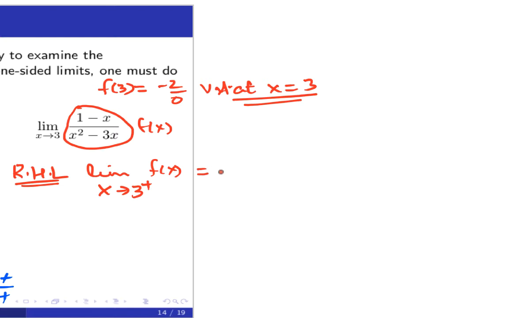Now we want to do the sign analysis. So I simply write my f. Now for 3 positive, in my head I'm doing this: x equals, say, 3.1. And the function is going to look like, in the numerator, 1 minus 3.1. Automatically it is negative. And in the denominator, 3.1 squared minus 3 times 3.1. Take out your calculators and see, do you get a positive number or a negative number?